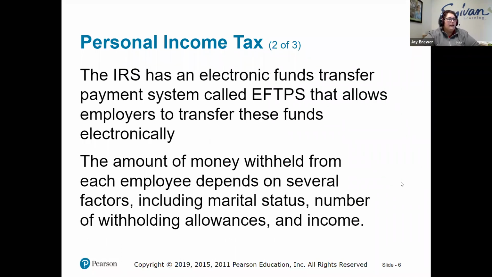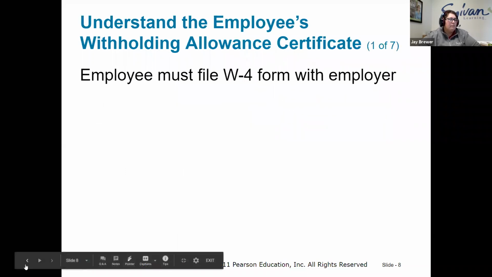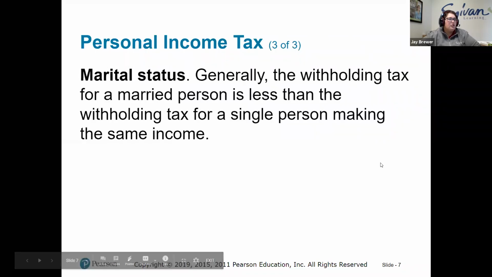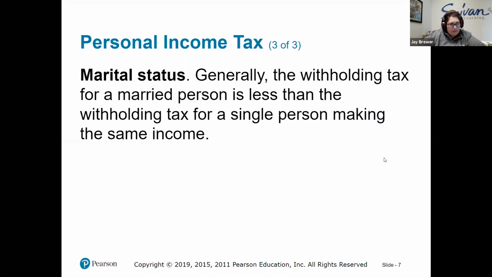The IRS has an electronic funds transfer payment system called EFTPS that allows employers to transfer these funds electronically. The amount of money withheld from each employee depends on several factors, including marital status, number of withholding allowances, and income. Marital status: generally, the withholding tax for a married person is less than the withholding tax for a single person making the same income. Can we all take a guess why?